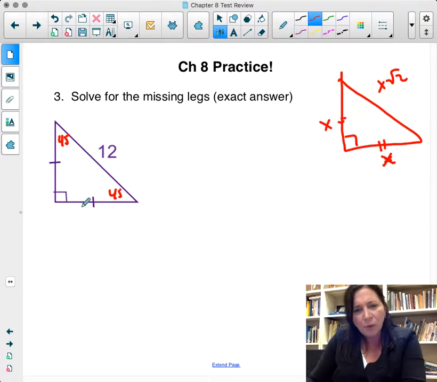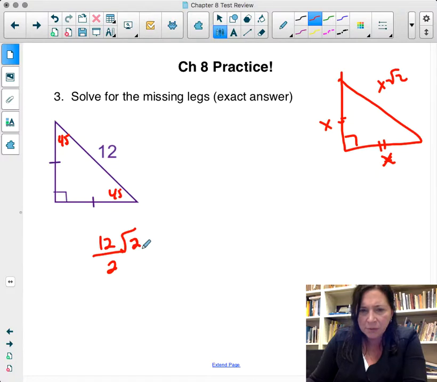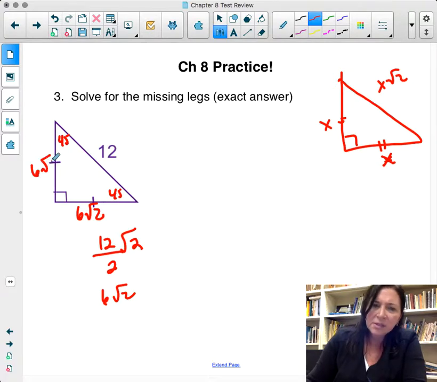So going backwards, you take 12, right? And then the rule is to divide by 2, multiply by root 2. I get 6 root 2. So this value would be 6 root 2. This would be 6 root 2. Okay, so those are the missing legs.